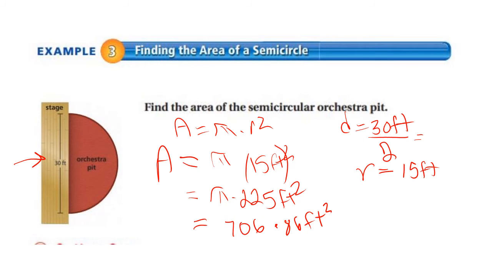But remember, we have a semicircle here, so we're not using the whole circle. We need to divide by 2. Okay, so don't forget that really important step. If you don't do that, then you're going to get the problem wrong. And here we go. The answer is 353.43, and the units are feet squared. Remember, anytime you have an area now, you're multiplying radius times radius with units, so your units are always going to be squared for area.